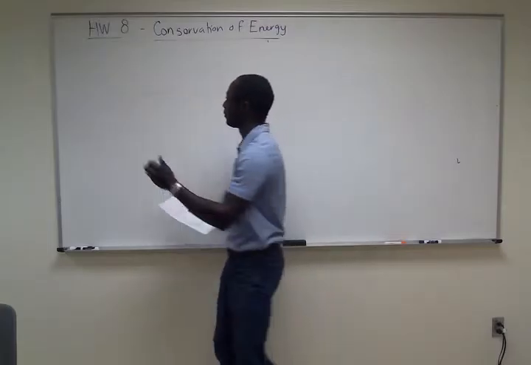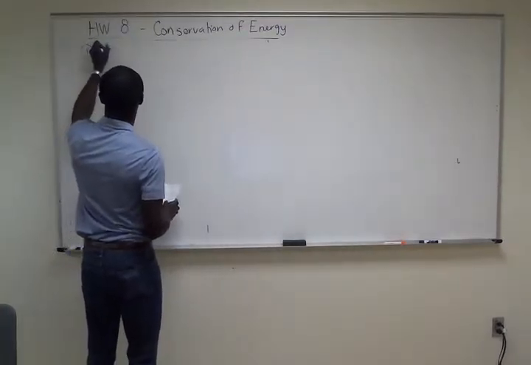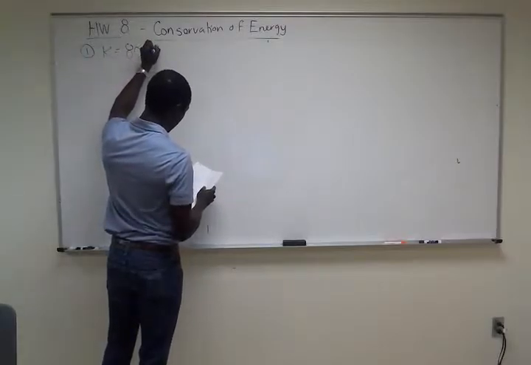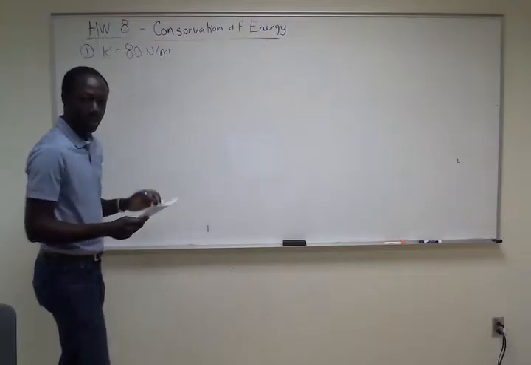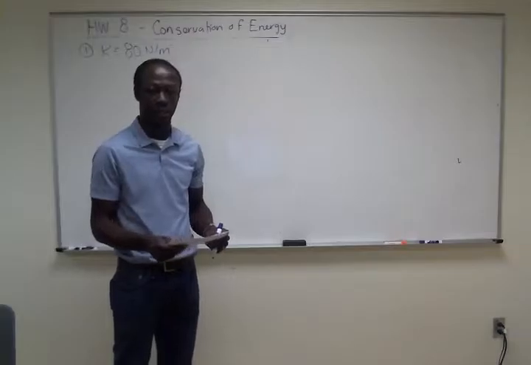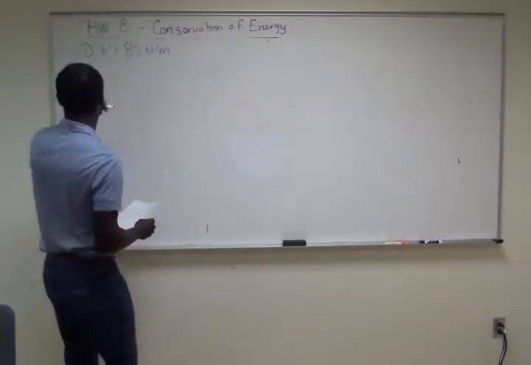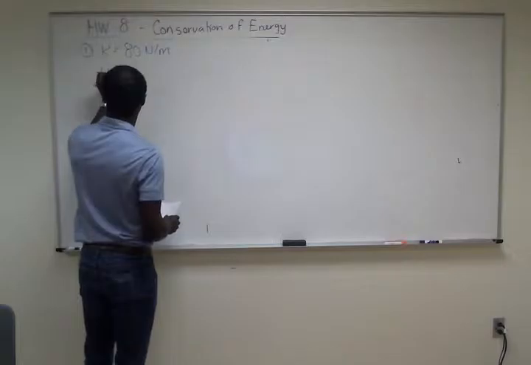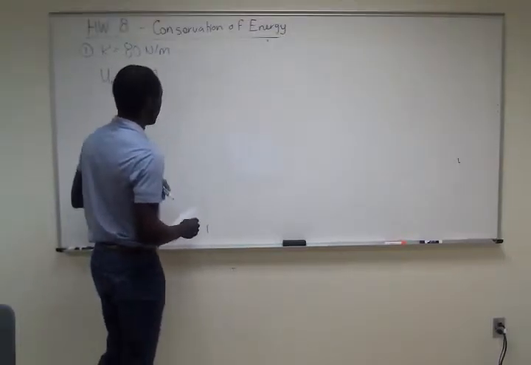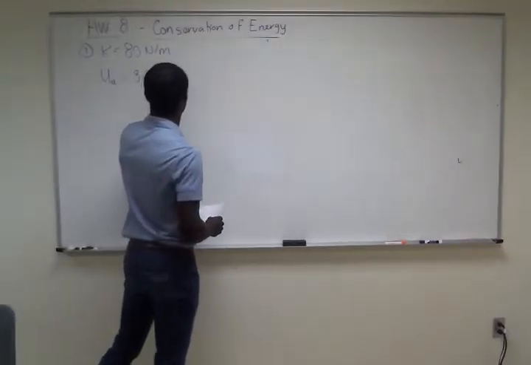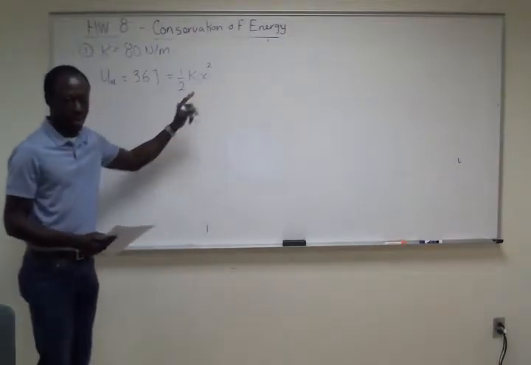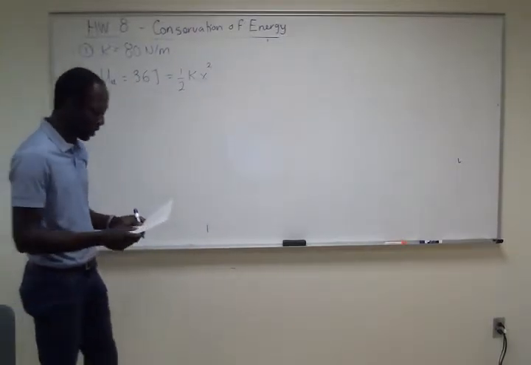Alright, so the first problem has to do with a spring with a spring constant of 80 newtons per meter. So that's question 1. We're given K is equal to 80 newtons per meter, and we're asked to find how much must the spring be compressed to store 36 joules of potential energy. Since we're talking about elastic potential energy, which is equal to 36 joules, and the elastic potential energy of a spring is equal to half kx squared, where x is the distance that the spring is compressed.